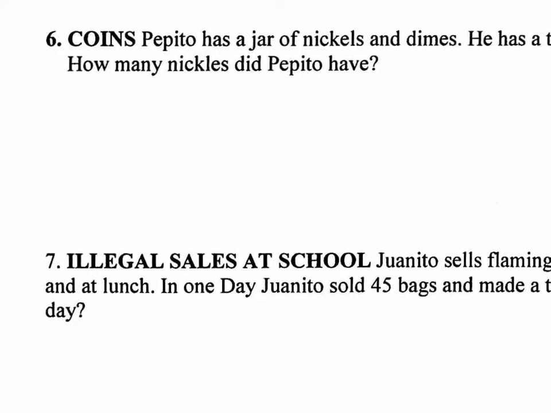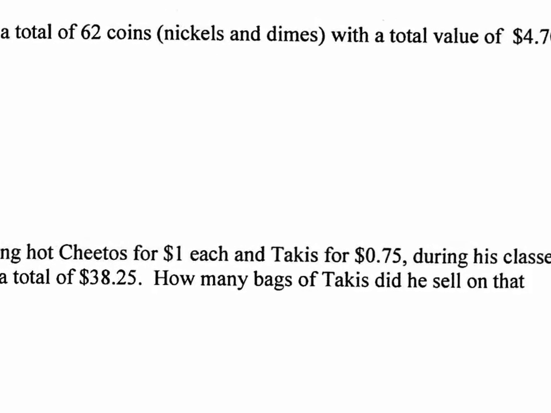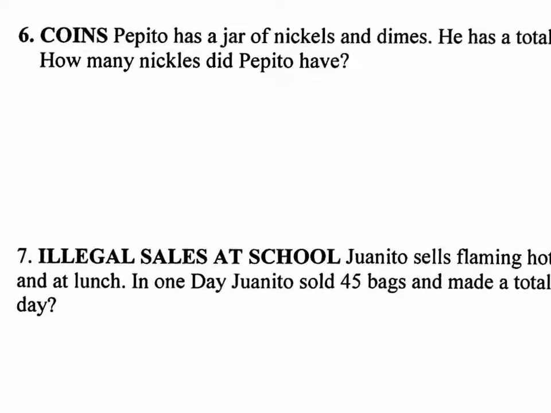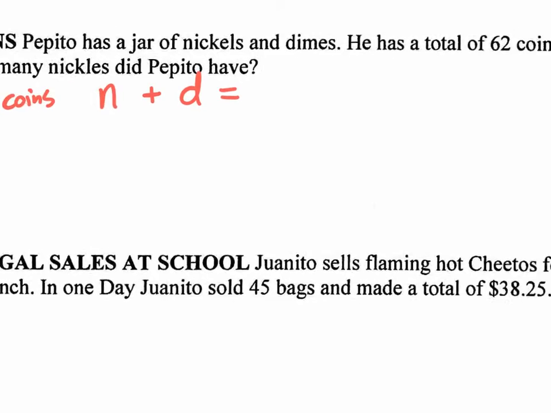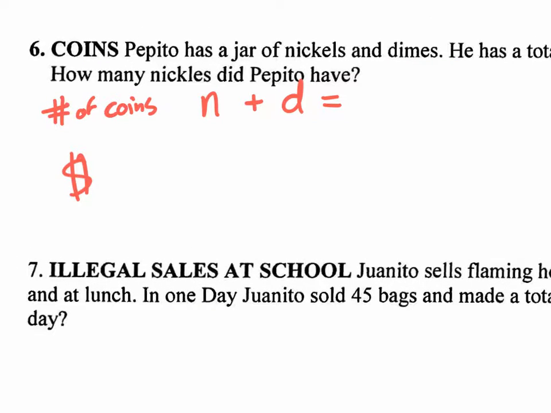Coins. Pepito has a jar of nickels and dimes. He has a total of 62 coins with the total value of $4.70. So again, we're going to create 2 equations. The first equation is based on the number of items, and in this case coins, and the other equation is going to be based on money. So when you say number of coins, we don't know how many nickels he had, we don't know how many dimes he had, but we know it's a total of how many coins? 62 coins, right? That's what it says right here. So we're going to put 62 right there.